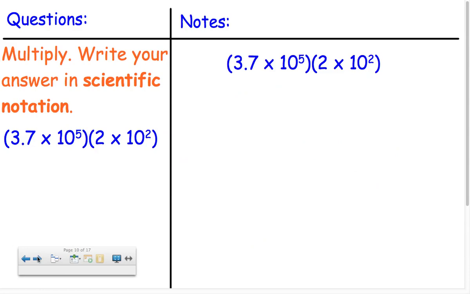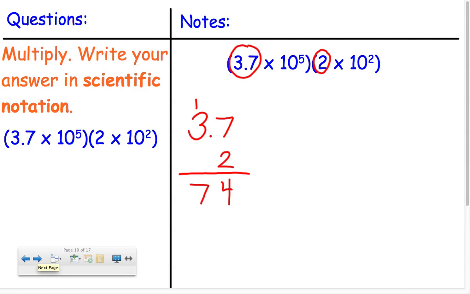All right, we're going to do the same thing on this one. So I'm going to start by taking my 3.7 and my 2 and multiplying. So 3.7 times 2. 7 times 2 is 14. Carry the 1. 3 times 2 is 6, plus 1 is 7. And I have one number to the right of the decimal, so I'll go one number over from the right.